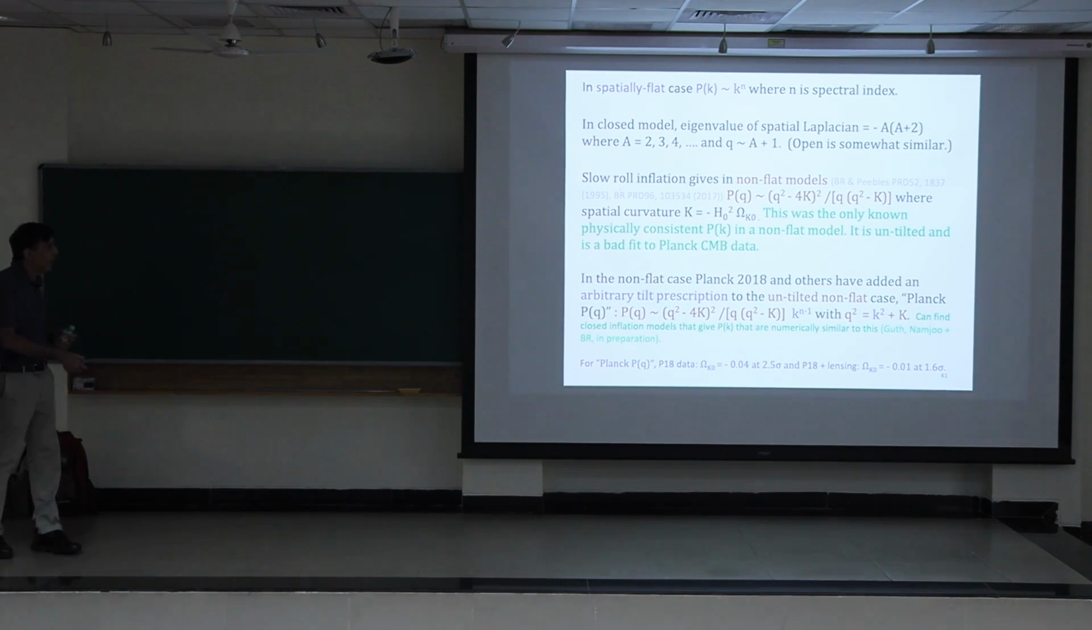So they put it in ad hoc. You can compute these spectra when you have very slow roll inflation, and you can get analytic expressions, and they're both of this form for the open and closed case. They just took that, and they know it's untilted because it's very slow roll, and they multiplied it by k to the n minus 1. So that was their prescription.